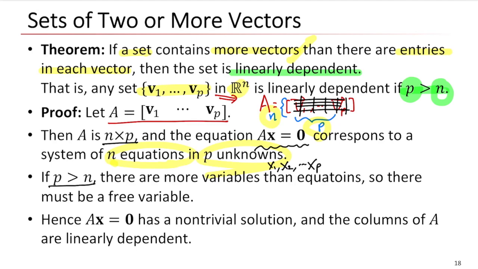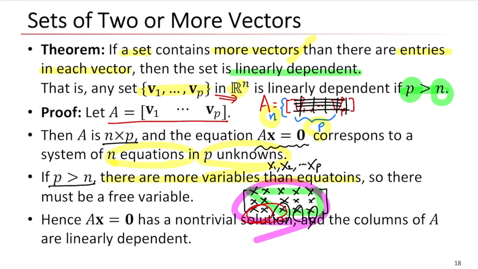Then if p is larger than n, the shape of this matrix A looks like this, right? In this case, there are more variables than equations. So if we row reduce this original matrix, the shape of the echelon form will look like this, for example. In this case, there must exist a free variable here, here, here. This will be the basic variable, and this will be the free variable. Anyway, there must exist a free variable.